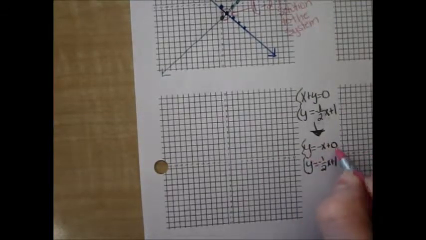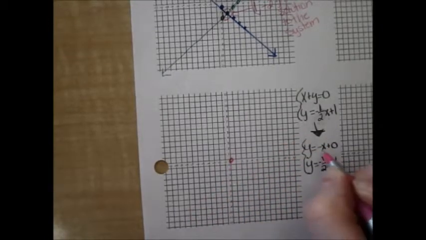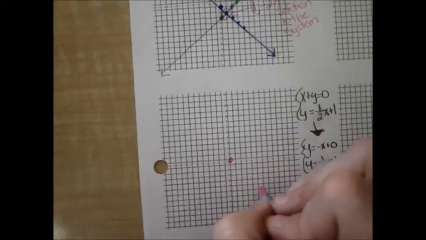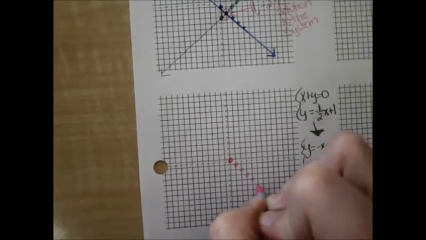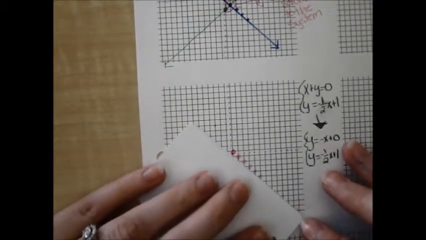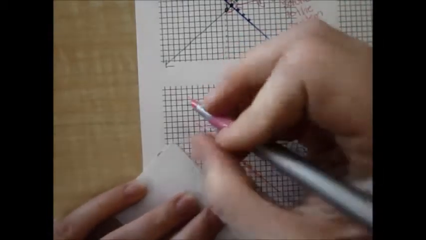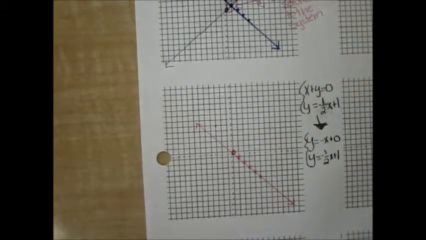The first one has 0 as the y-intercept, so that's where I'm going to put my first dot. Then I have a negative x, so that means I have an imaginary 1 right there in front of the x. So my slope is negative 1. So it's going to go down 1 over 1. It's going to have a downward slope. And there it is. Let me turn that into a straight line. Okay, there's my first line.